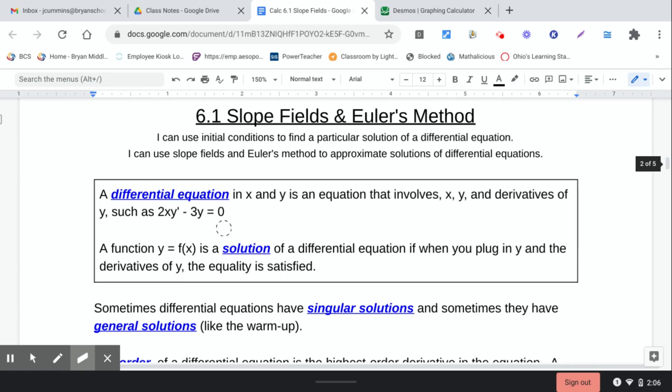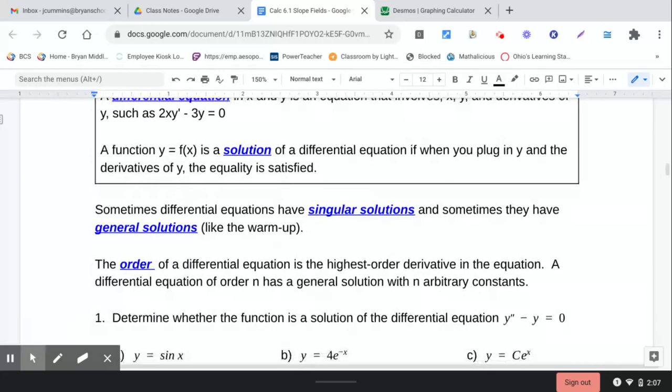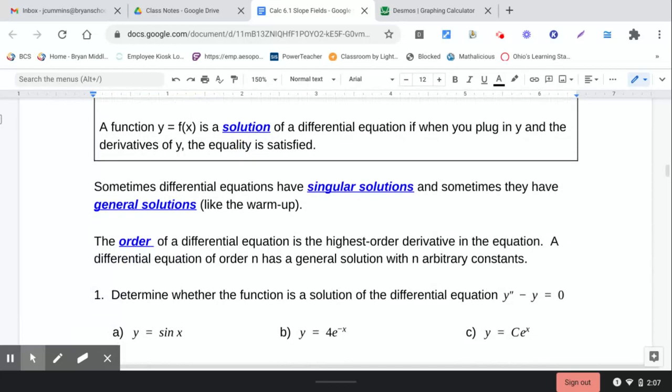and y. Of course, as you get into higher levels of calculus, more variables is definitely a possibility, but ours are going to be pretty limited. So in order for y to be a solution, that means if you plug in y and the derivative of y, it works, okay? So we'll do some examples of those. Now, sometimes differential equations have singular solutions, and sometimes they have general solutions. If it's a general solution, you'll see it has a plus c in it somehow. And if it's a particular solution, that's when we've solved for that c.